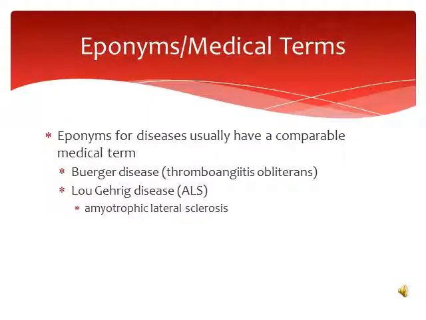Eponyms that are used for diseases usually have a comparable medical term, such as Buerger disease, which is also known as thromboangiitis obliterans. Lou Gehrig disease is a pretty famous disease. We've probably heard about Lou Gehrig disease. It's for ALS, or amyotrophic lateral sclerosis. And there are hundreds of these where our eponyms also have a comparable medical term or another name for the disease.